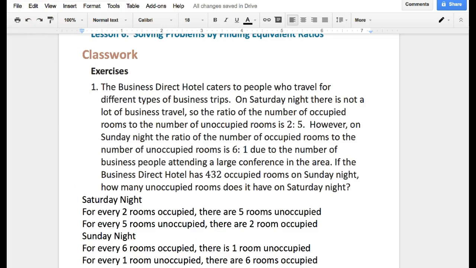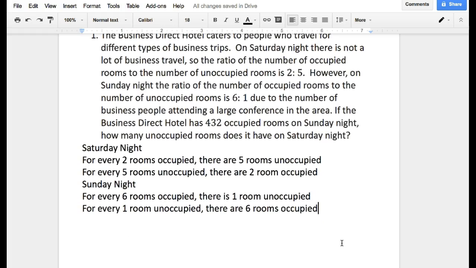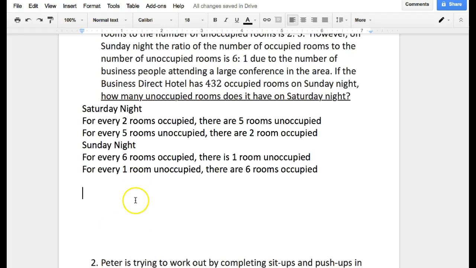I want us to just pay attention to that because it's not something we've talked about very often. Okay, so again, that was just to give us an idea of how to do things. What we would do now is do a tape diagram. We need to figure out what we're trying to find. So we're trying to find how many rooms were unoccupied on Saturday night. Since we have 2 different ratios here, let's do one tape diagram for each night. Go ahead and take a minute to do that on your paper right now.